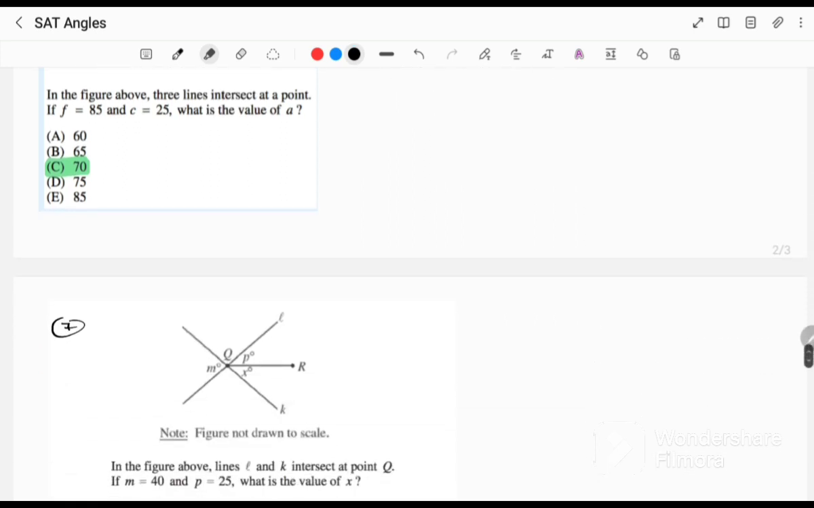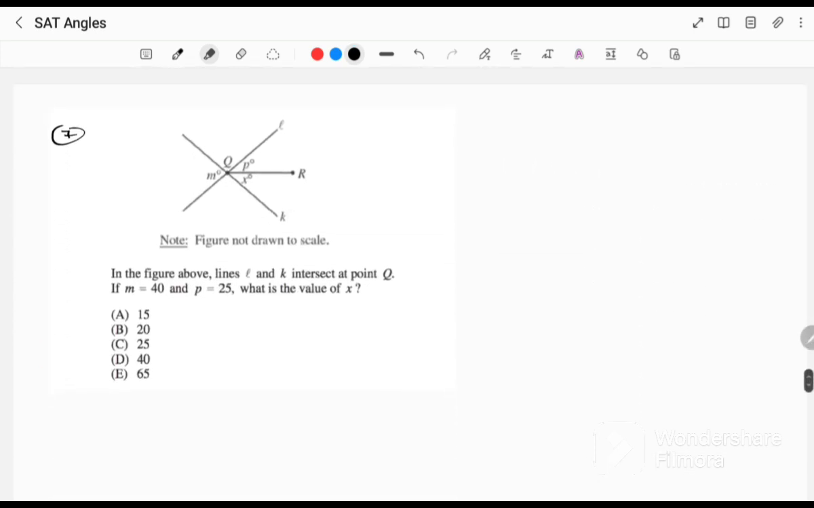Our last example here is that in this figure above, L and K are two lines that intersect at this point in the middle, which is Q. M is 40 and P is 25.